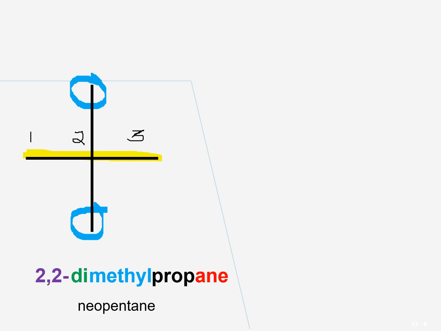Now let's have a look. The thing is, this has a nickname, so it's one of these structures that have a common name, and the common name is neopentane. And again, you don't have to worry about that. When I ask you for this test, I just refer to the IUPAC name, not to the special names.